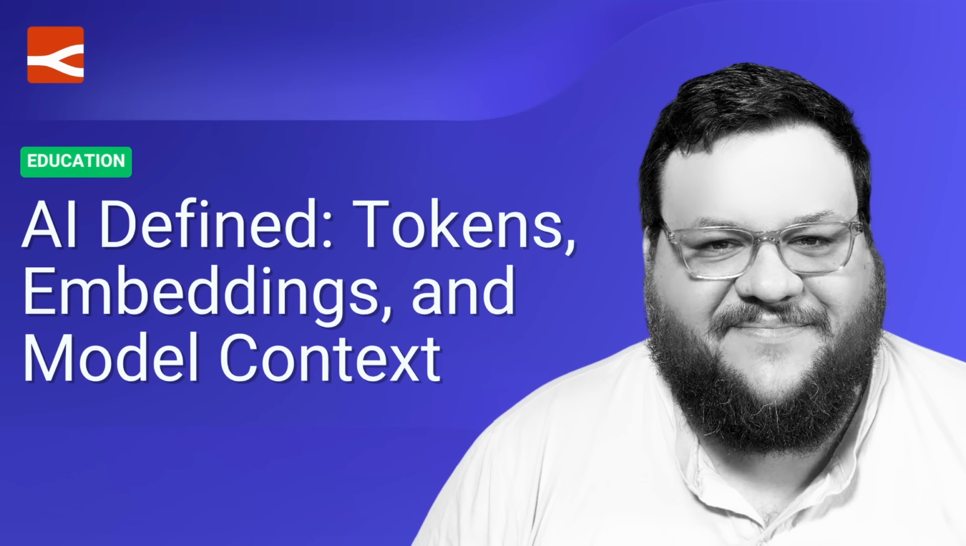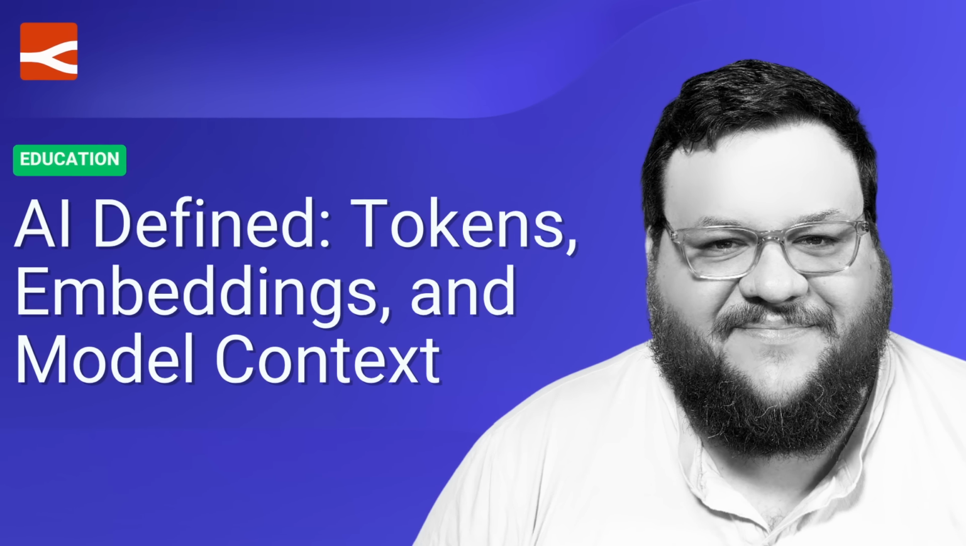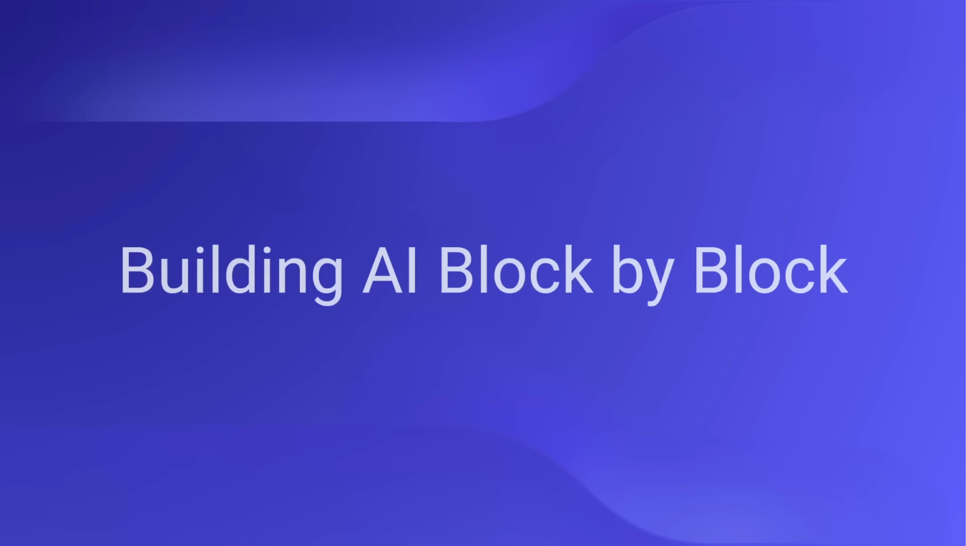Today we're going to break down 3 core ideas within AI: tokens, embedding, and model context. The best way to understand these concepts is to look at a real-world analog.